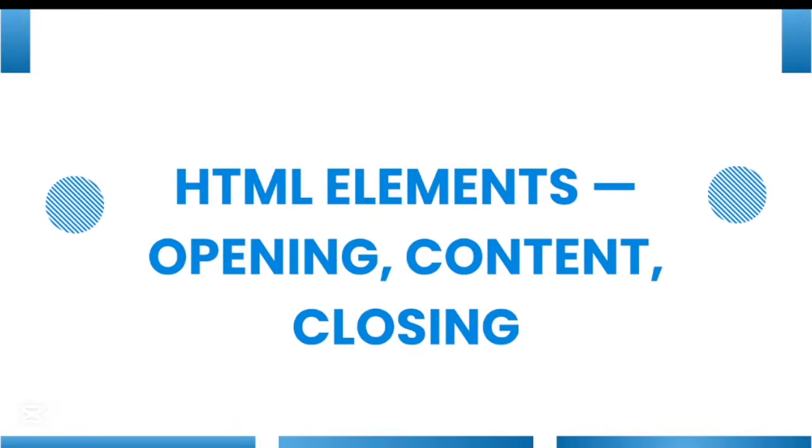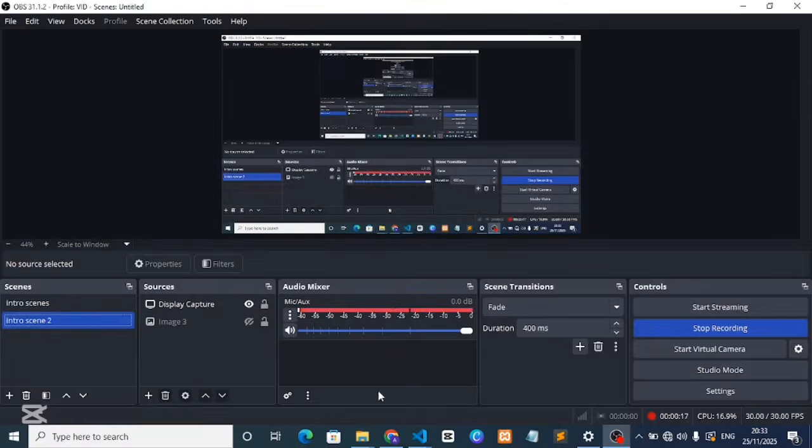Okay, so guys, we are still on elements, opening, content and closing. So we'll talk about images and links. Then I will give you the tags to practice, and that's the end of this video. So let's talk about images. Let's head to our VS Code.